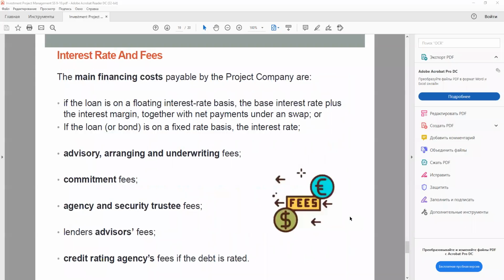interest rate and fees, but I'd like to give you and myself a short break for 5 minutes. So please have a rest, refresh yourself with a cup of coffee or tea, and we will meet in 5 minutes.